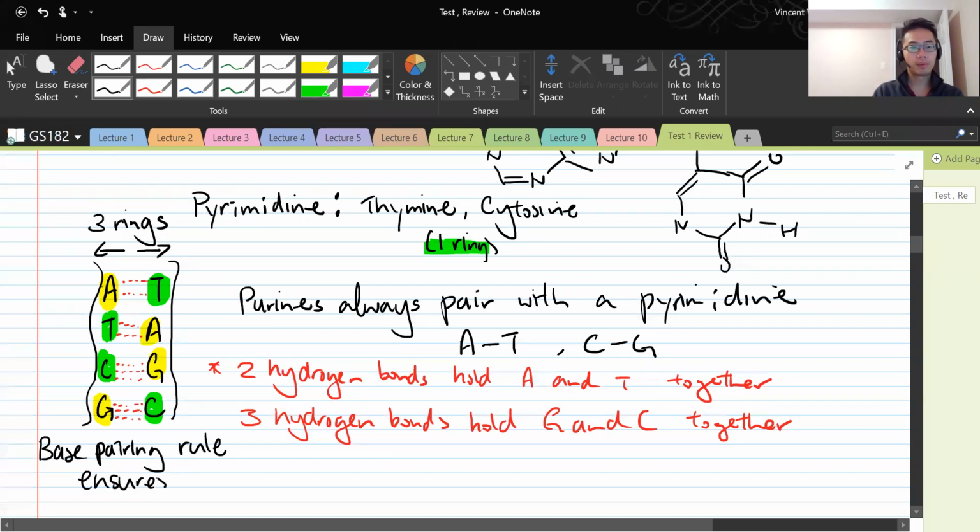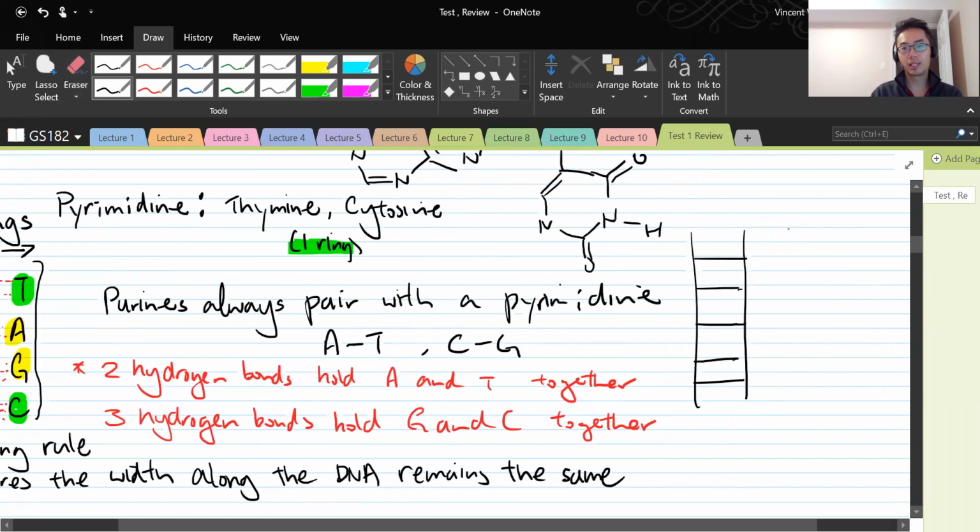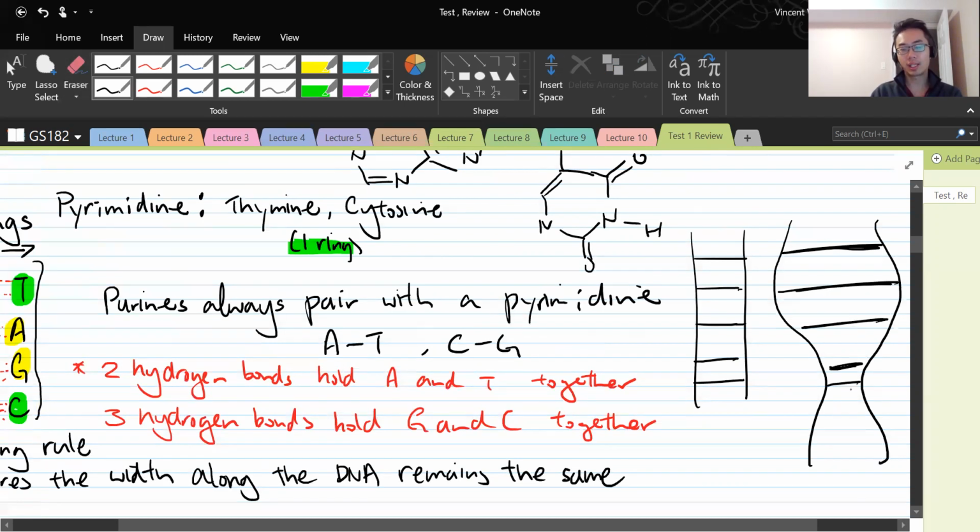So the base pairing rule ensures the width, how far across the DNA, remains the same. Think of a ladder. You want the rungs to be the same length, right? You don't really want a ladder where some rungs are thicker and some rungs are shorter. That doesn't make sense, right?